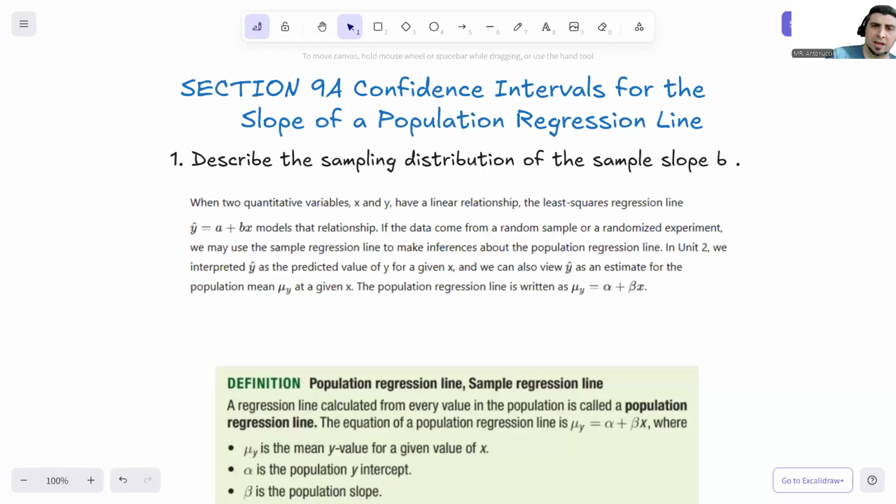Mr. Antonucci here, and we're in section 9A, confidence intervals for the slope of a population regression line. In this first video, we're going to describe the sampling distribution of the sample slope b.